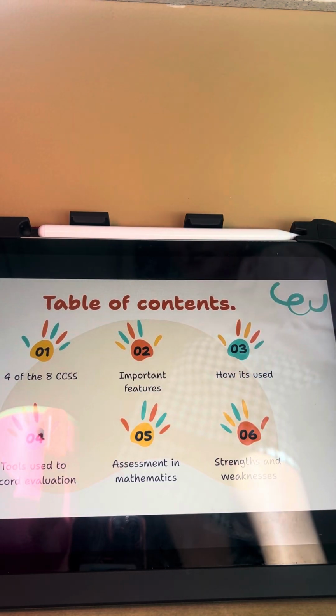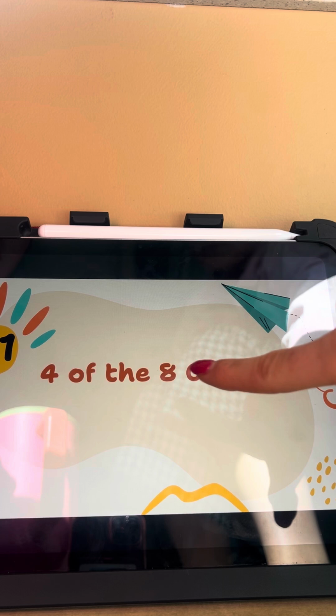This is our table of contents. We're going to go over 6 main points. 1 being the Common Core standards, 2 the important features, 3 how it's used, 4 tools to record evaluation, 5 assessment in mathematics, and 6 strengths and weaknesses of this.